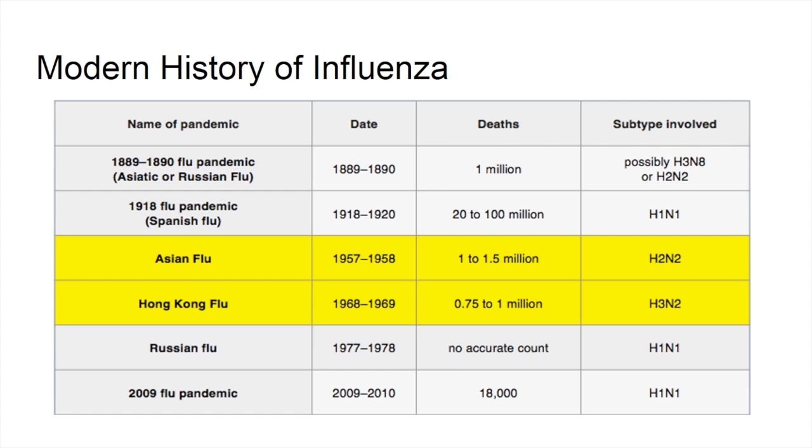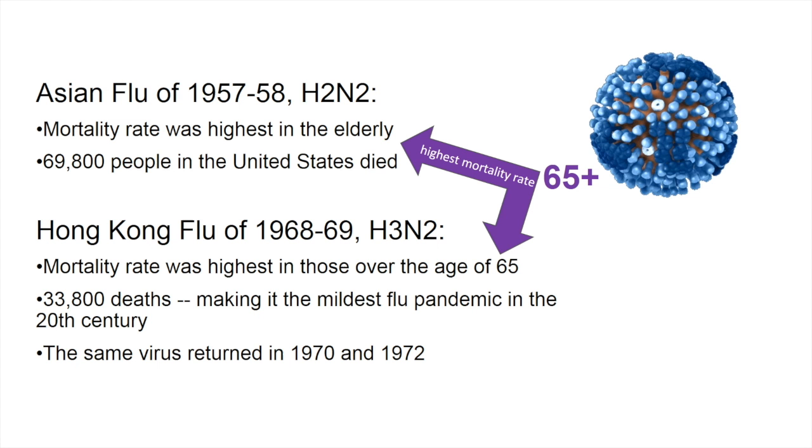The Asian flu and Hong Kong flu. The mortality rates of both of these pandemics were highest in the 65 and older population. There were 33,800 deaths during the Hong Kong flu, making it the mildest flu pandemic of the 20th century.